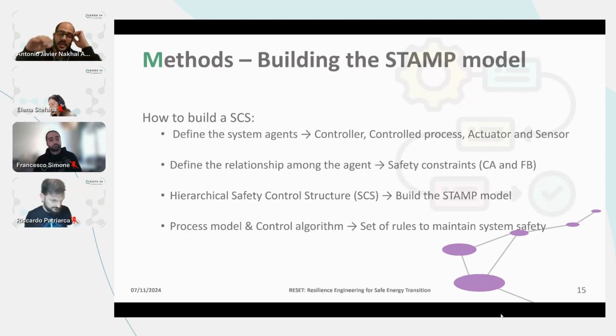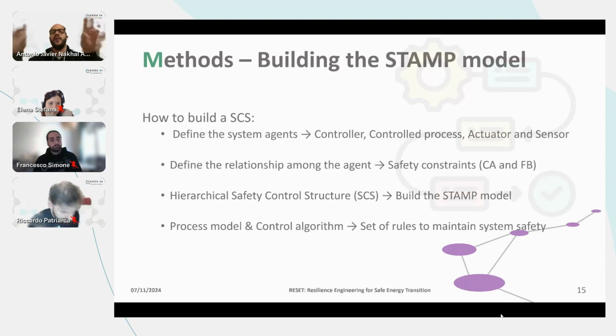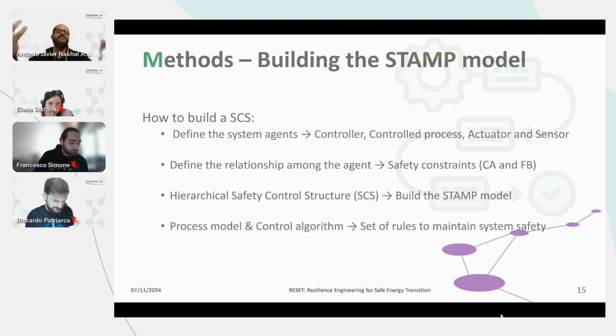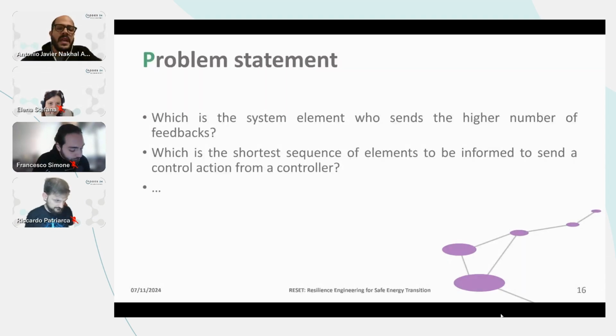And after, in this case, the process model and control algorithm, that is their set of rules or also conditions that maintain the system safety. That is the knowledge of the controller or the control process, how the controlled process works, to also operate the system. Now, the problem statement.